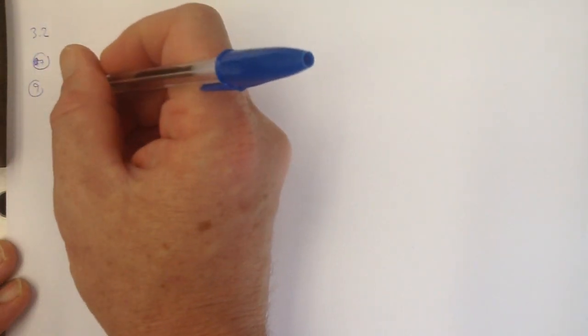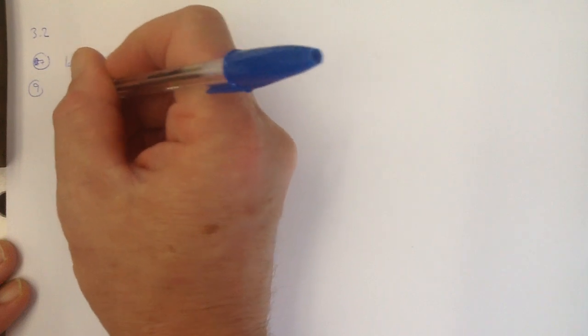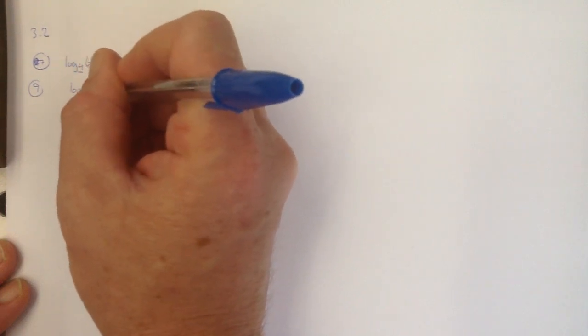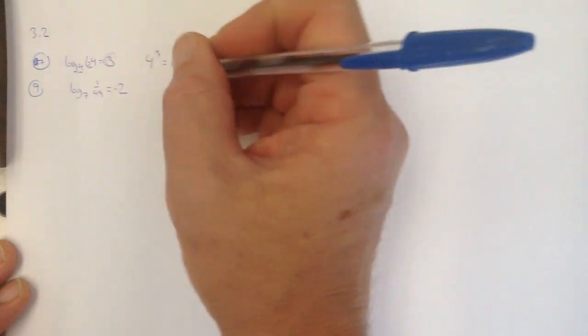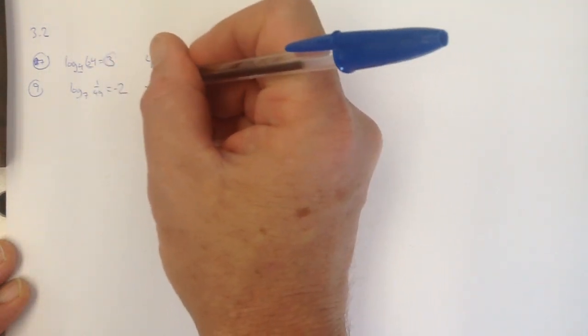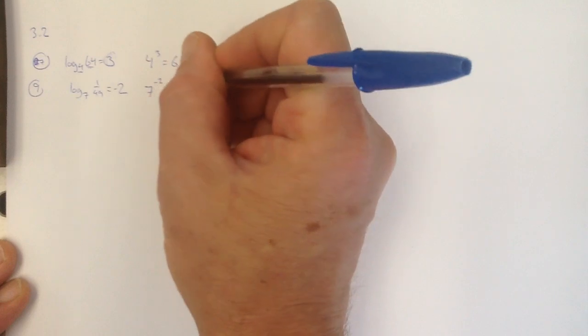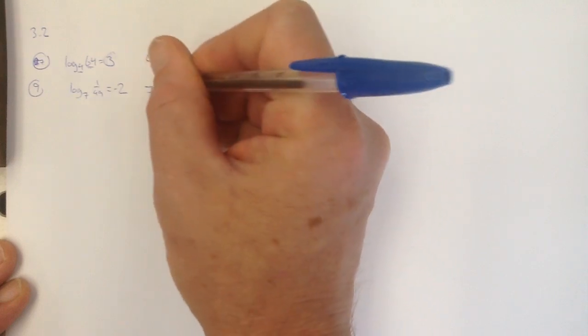This is supposed to be number 7, not 17. Sorry about that. Number 9. Log base 7 of 1 over 49 equals negative 2 because 7 to the negative 2 is equal to 1 over 49. Negative exponents flip things over.